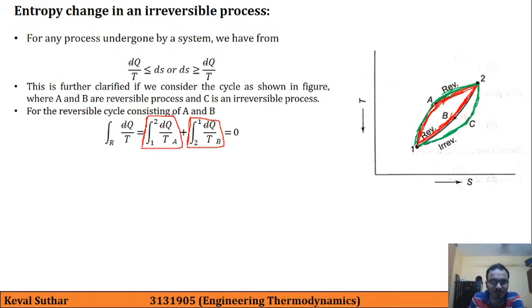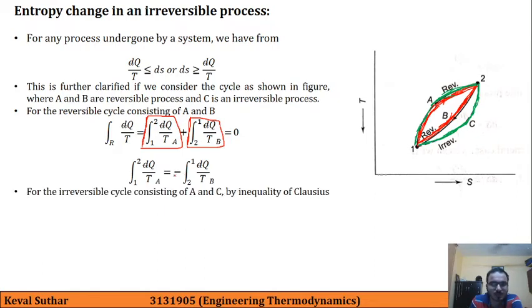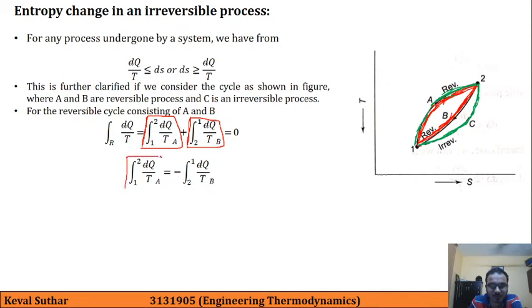So you should be careful with the integral limits: for process A it is from 1 to 2 and for process B the integral limits are from 2 to 1. And here we have taken the second term on the right hand side with a negative sign. So we will keep this for our red color cycle. That is, this will be our equation number 1.